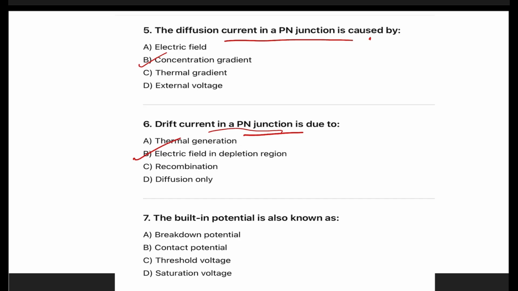Next question. The built-in potential is also known as option A, breakdown potential, option B, contact potential, option C, threshold voltage, option D, saturation voltage. The built-in potential is also known as option B, contact potential.